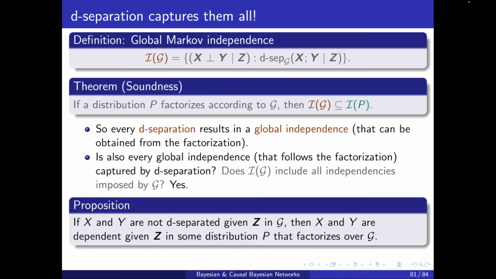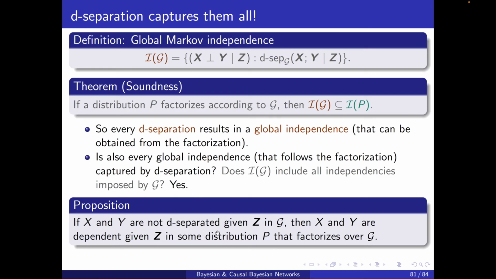And here's the answer. If X and Y are not d-separated given Z in G, okay, so if d-separation cannot capture it, then X and Y are dependent given Z in some distribution P that factorizes over G, and that is enough. Even in just one distribution P that factorizes according to G, if X and Y are dependent, then that means that from the factorization, I cannot in general conclude that the two are independent. Okay, so the answer here is yes.